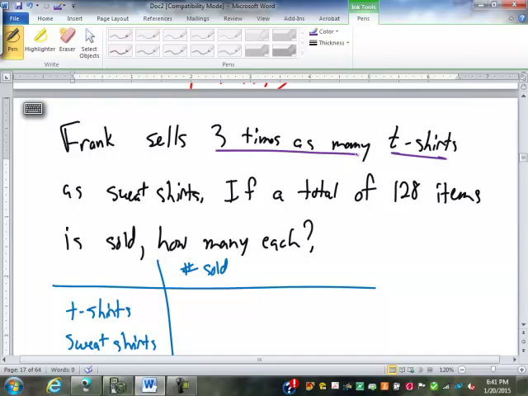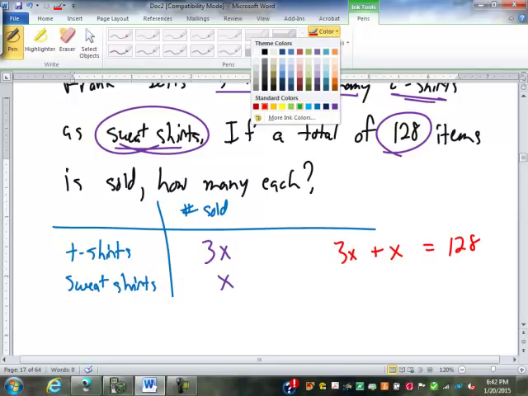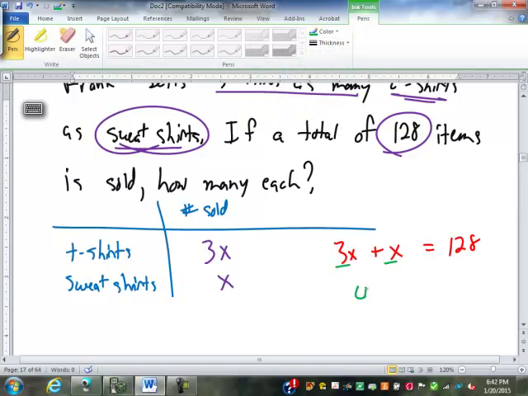T-shirts are 3 times as many as sweatshirts. What that means is if we knew the sweatshirts, we could find the t-shirts by multiplying by 3. So we're going to define X to be the number of sweatshirts, and t-shirts will be 3 times that, 3X. And now we know the total is 128. So if we add up the t-shirts, 3X, plus the sweatshirts, which is X, that better add up to 128 units. So now 3X plus X is 4X equals 128. And we divide by 4. X equals 32.